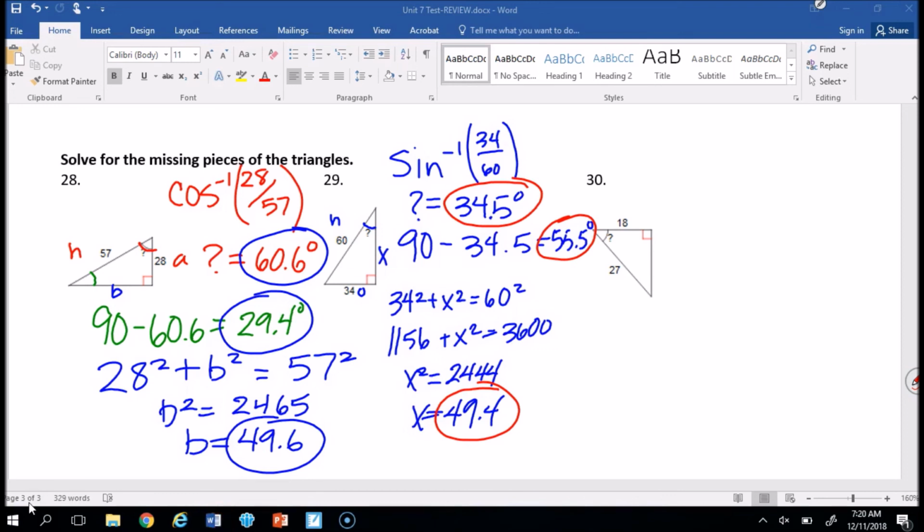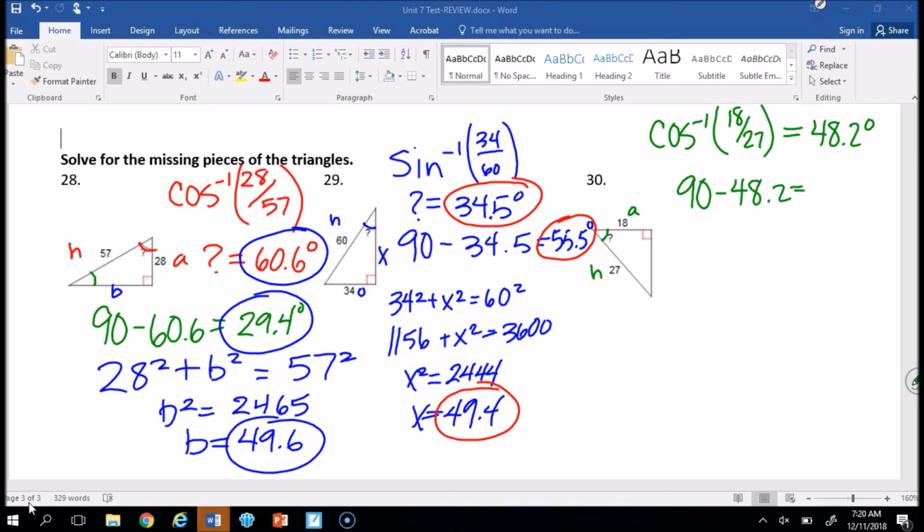So our last problem over here, again we have this angle here, and then we have our hypotenuse and adjacent side. So again, we're going to talk about the cosine ratio. So we're going to say the inverse cosine of 18 over 27, because that's adjacent over hypotenuse, that was equal to 48.2 degrees. Going to subtract that angle from 90 to get our third angle. That gets us 41.8 degrees.